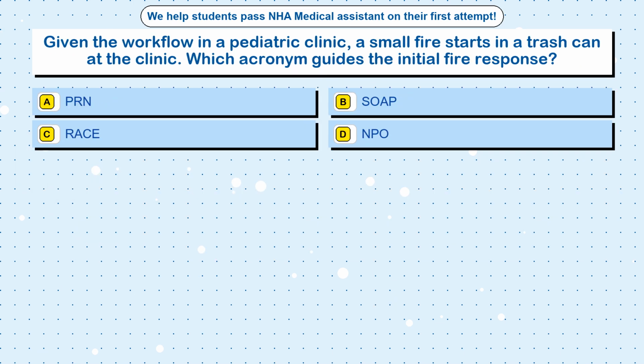Question 41. Given the workflow in a pediatric clinic, a small fire starts in a trash can at the clinic. Which acronym guides the initial fire response? Option A, PRN. Option B, SOAP. Option C, RACE. Option D, NPO.